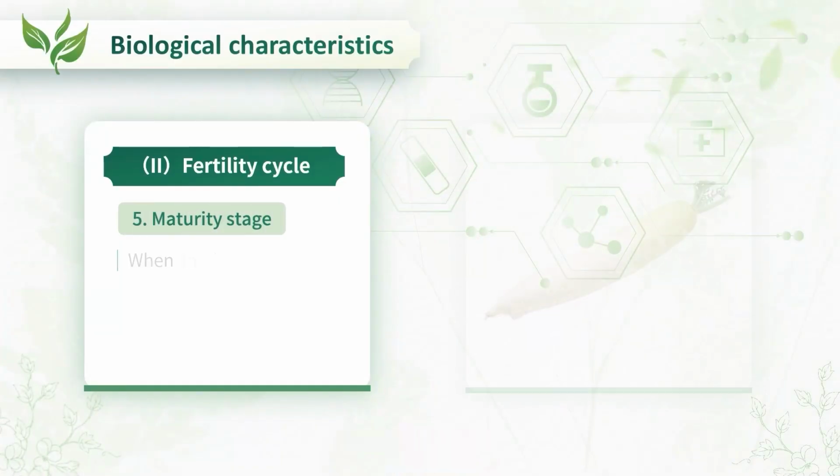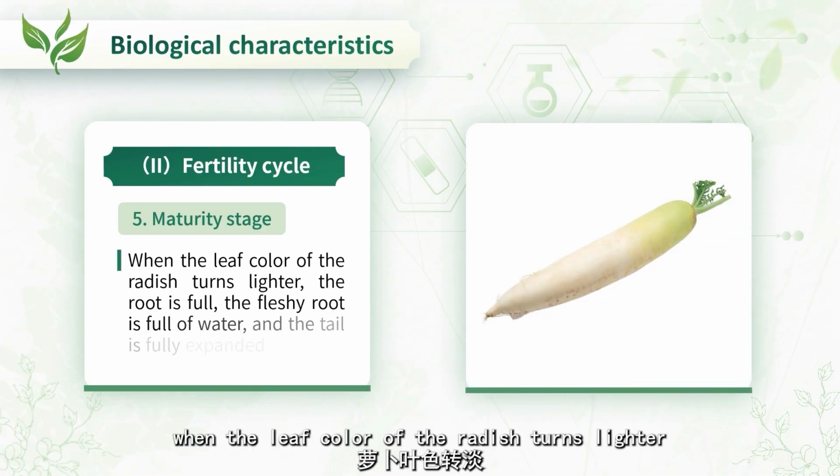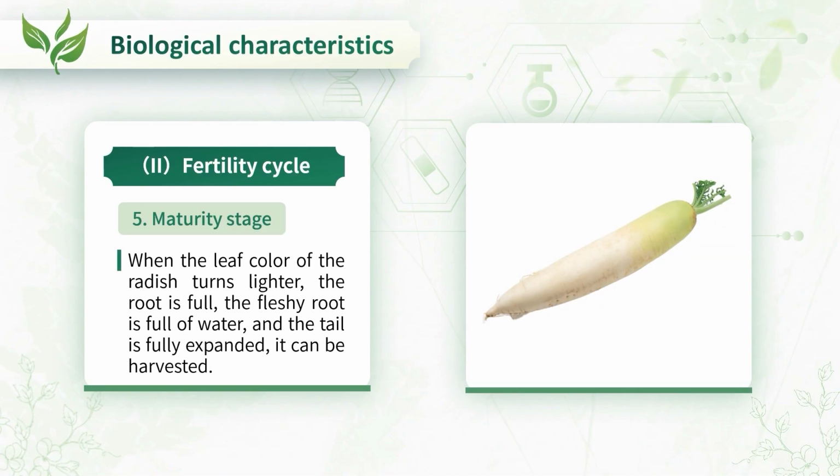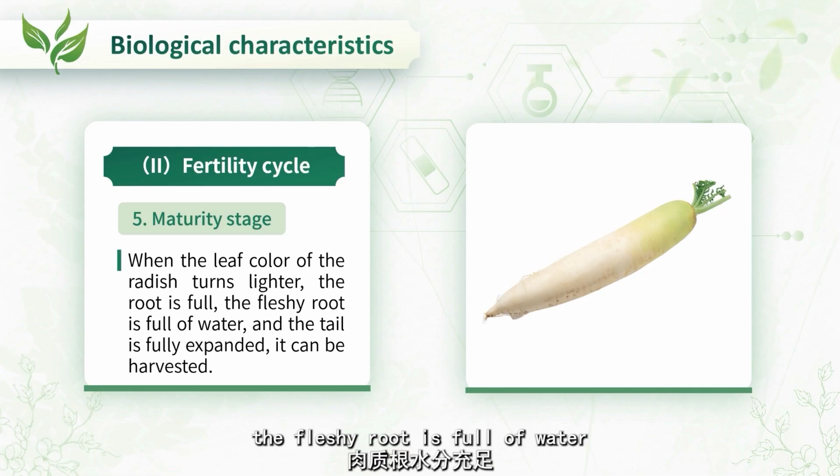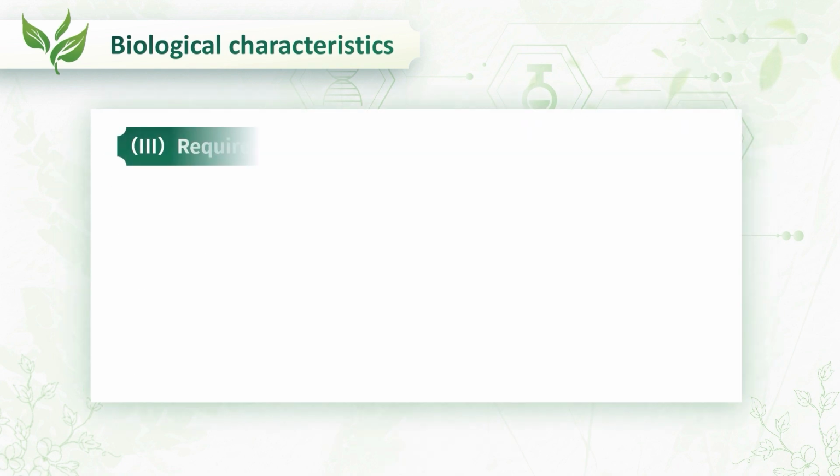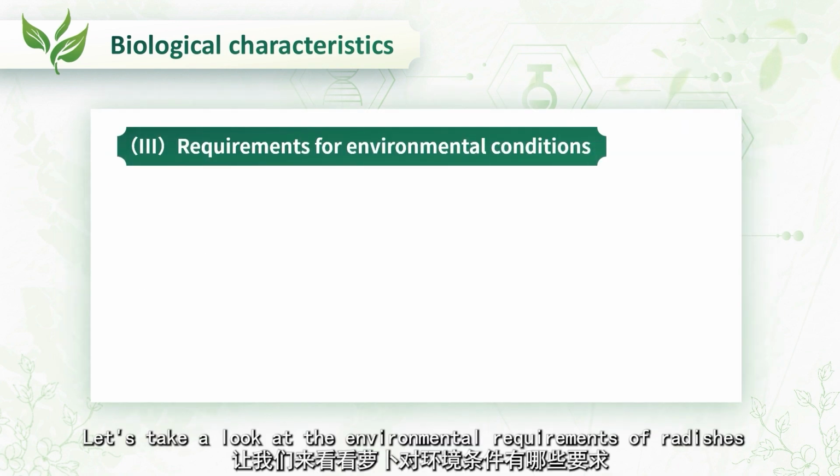5. Maturity stage. When the leaf color of the radish turns lighter, the root is full, the fleshy root is full of water, and the tail is fully expanded, it can be harvested. Let's take a look at the environmental requirements of radishes.